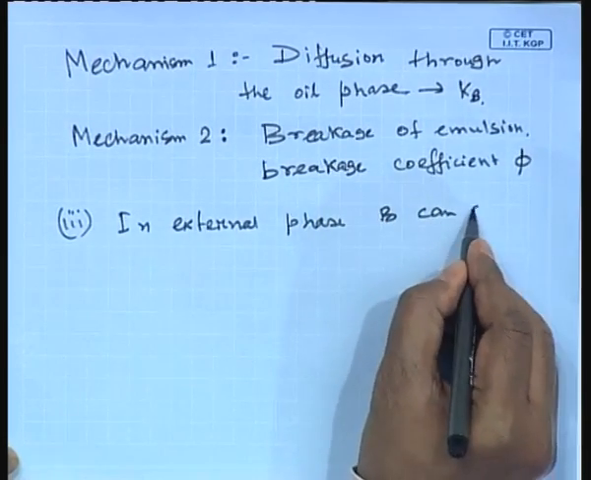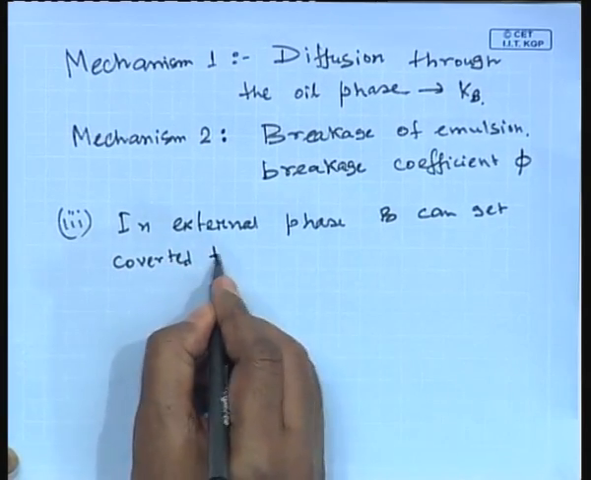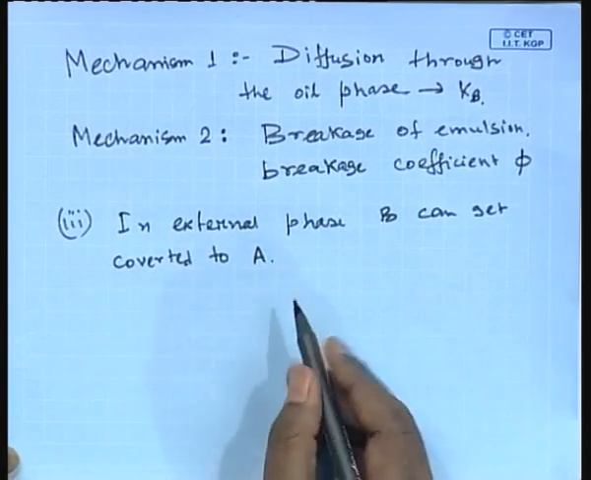B can get converted to A. I will give an example. Suppose A is phenol, and the internal phase contains sodium hydroxide. So, phenol diffuses through the oil phase or the membrane phase into the internal phase, it produces sodium phenolate, and by somehow either breakage mechanism or by the diffusion mechanism, sodium phenolate comes to the external phase.